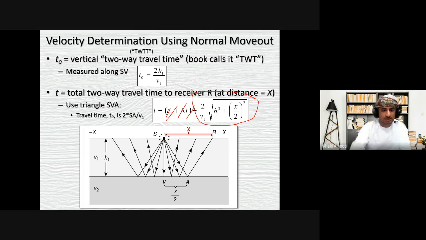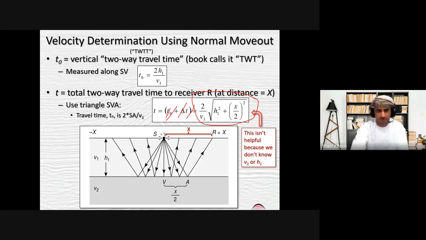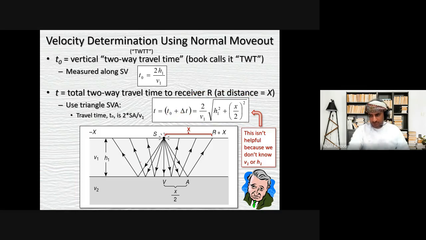So we'll do some math. We'll do some math now. Simple math, not complex math. There are two parameters I'm interested in, both of them: the velocity of the layer and the thickness of the layer. So this is not helpful. What we will do, we'll do some math.